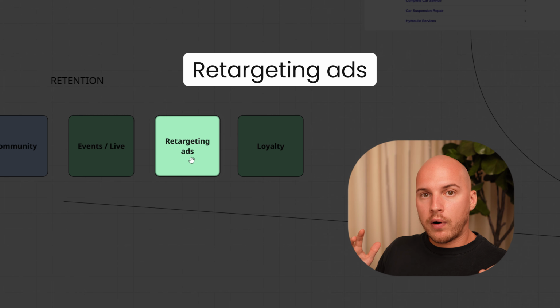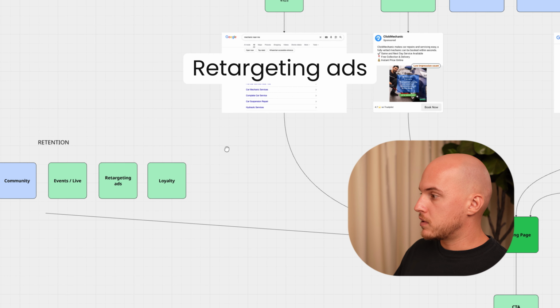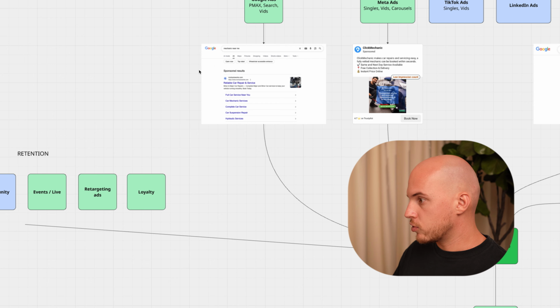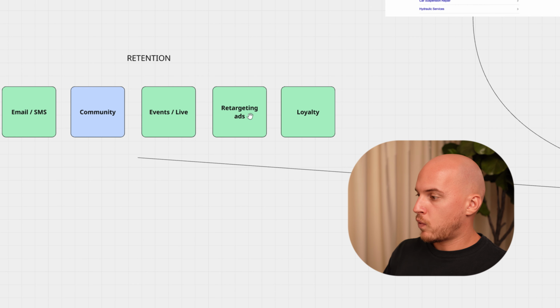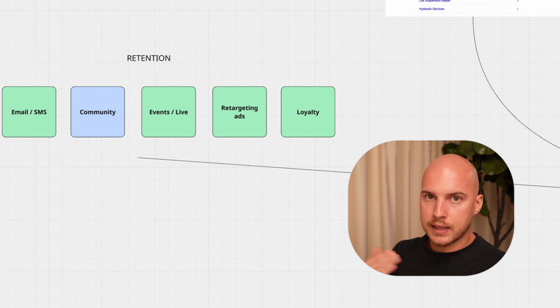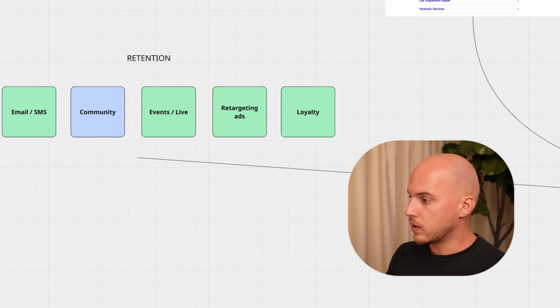Then you have your retargeting ads, which can be Meta ads, can also be Google ads in terms of Performance Max, and videos are also really good. You just want to make sure you frame the content differently, because those people have already interacted with your business or been to your landing page.